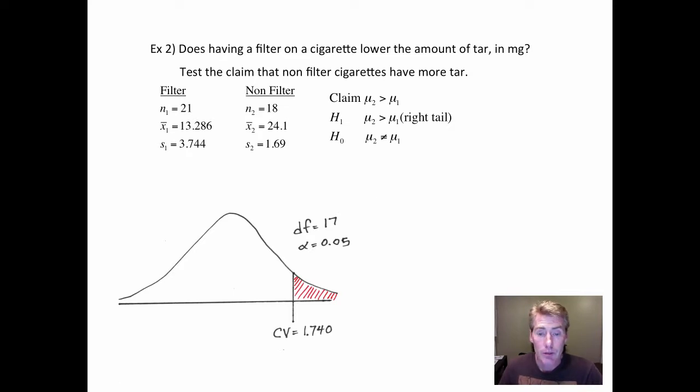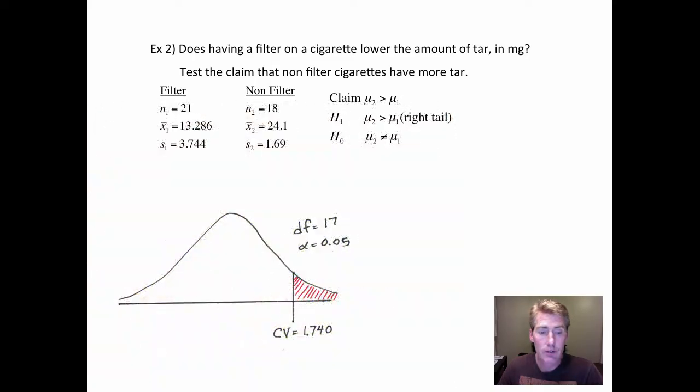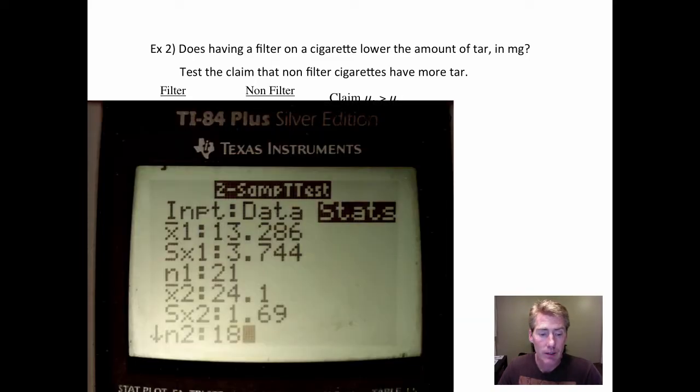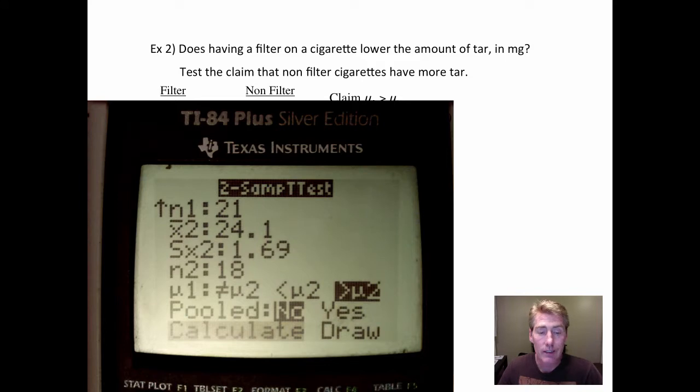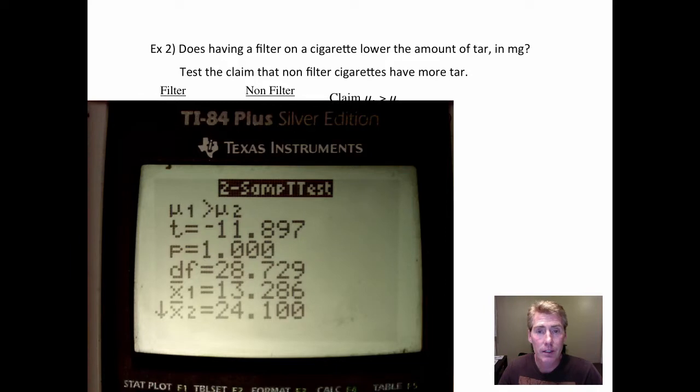now watch what happens. So I do the, wow, that's a very big calculator you've got there. So I do the 2-sample t-test again. We type in the data. Don't forget to say no on the pooled. And now watch what happens. You ready? You gotta be paying attention. Watch. Ready? Ta-da! Look at the t. The t is a negative 11.897 negative. That means it goes to the left.